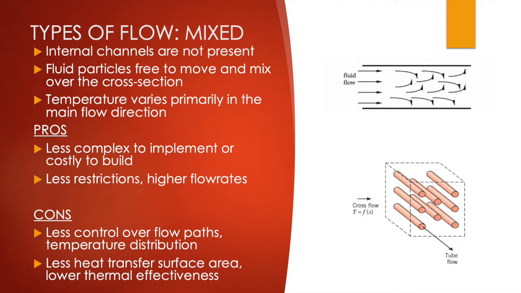As far as pros and cons of this flow type are concerned, the absence of internal channels makes design and construction of a vessel to incorporate this flow type much easier and possibly cheaper. Also, due to this absence, there are fewer restrictions to the flow, allowing for higher flow rates with less parasitic frictional losses and pressure drops. In contrast, the absence of internal channels can prove problematic, as it does not allow for control of the direction of the flow paths, ultimately affecting the temperature profile and distribution of the flow. Lastly, there will be less heat transfer surface area due to the lack of internal channels, in addition to a lower thermal effectiveness when implementing this flow type.